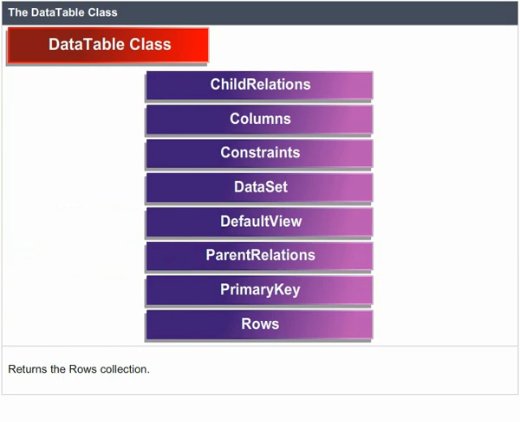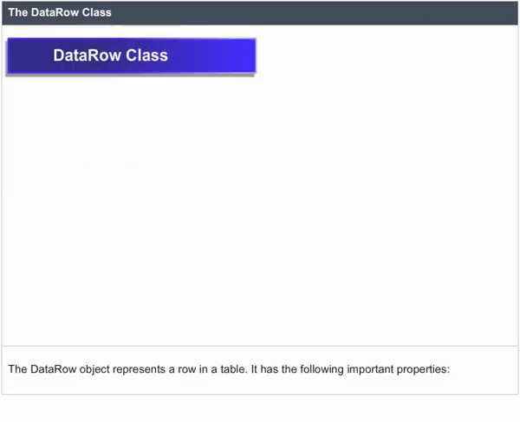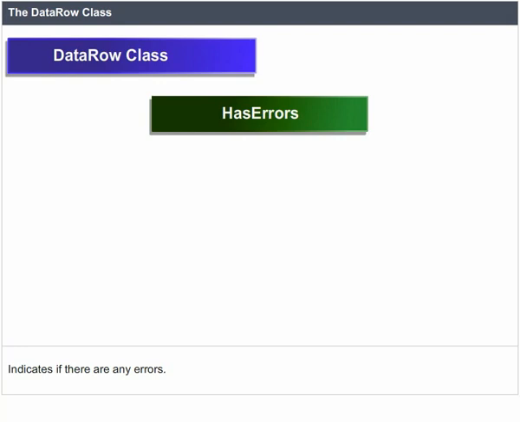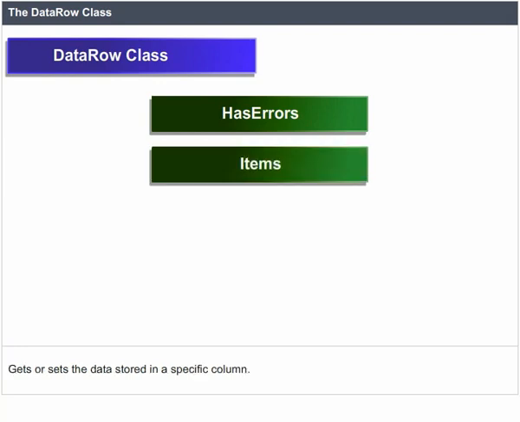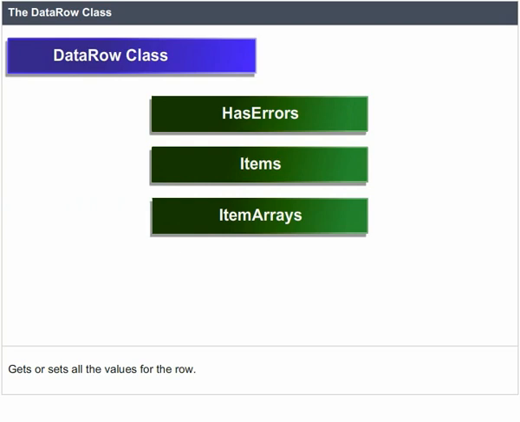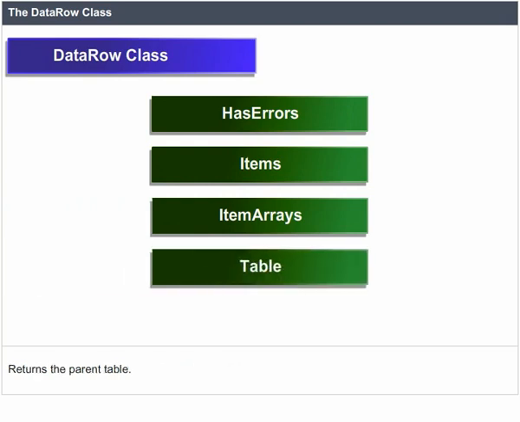The DataRow class. The DataRow object represents a row in a table. It has the following important properties. HasErrors indicates if there are any errors. Item gets or sets the data stored in a specific column. ItemArray gets or sets all the values for the row. Table returns the parent table.